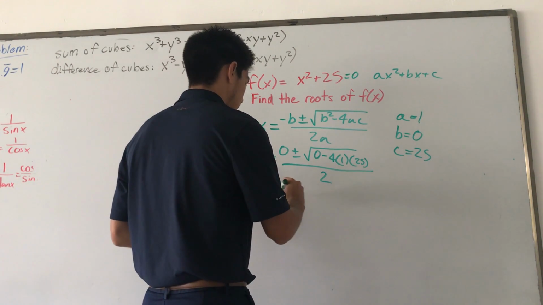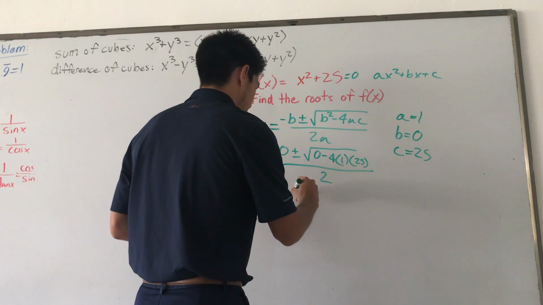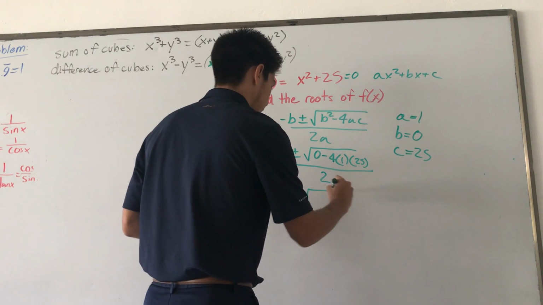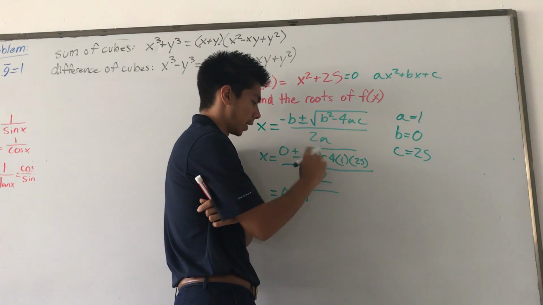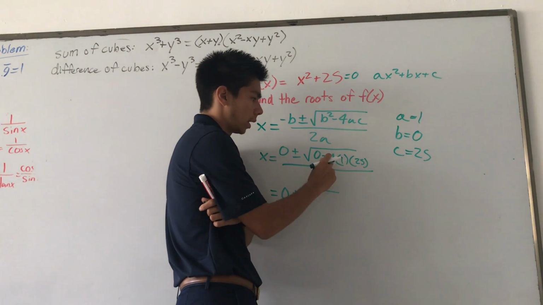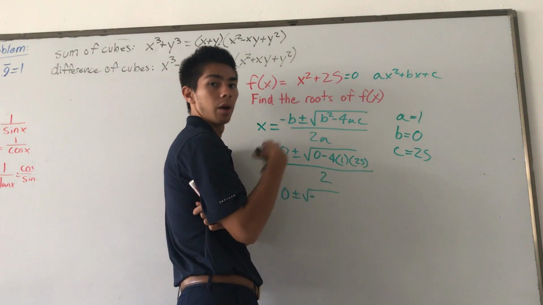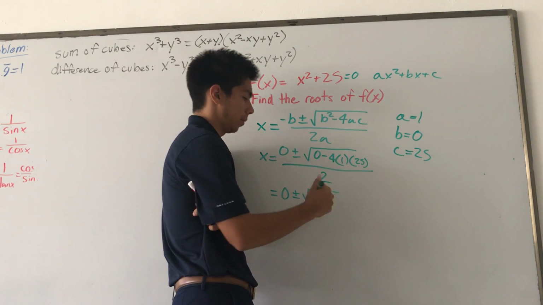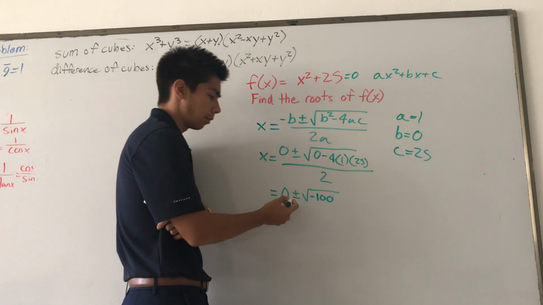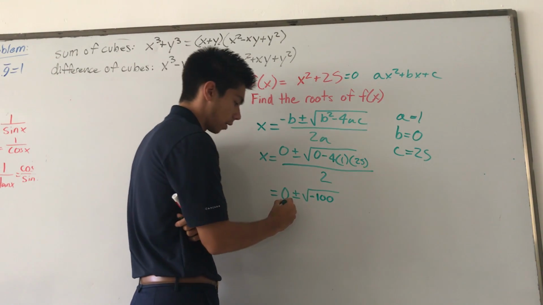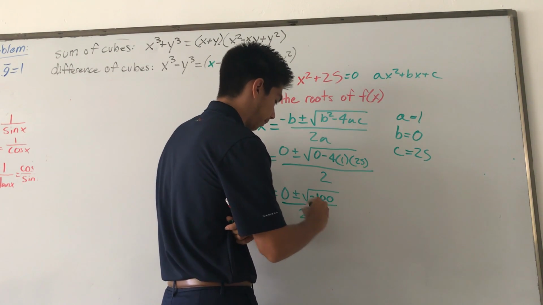I know that this is equal to 0 plus or minus the square root of, the 0 goes away here, so I have a negative something, and 4 times 1 is 4. 4 times 25 is 100, if you do that on your calculator, or you can see it in your head. So I get 0 plus or minus the square root of negative 100, over 2.